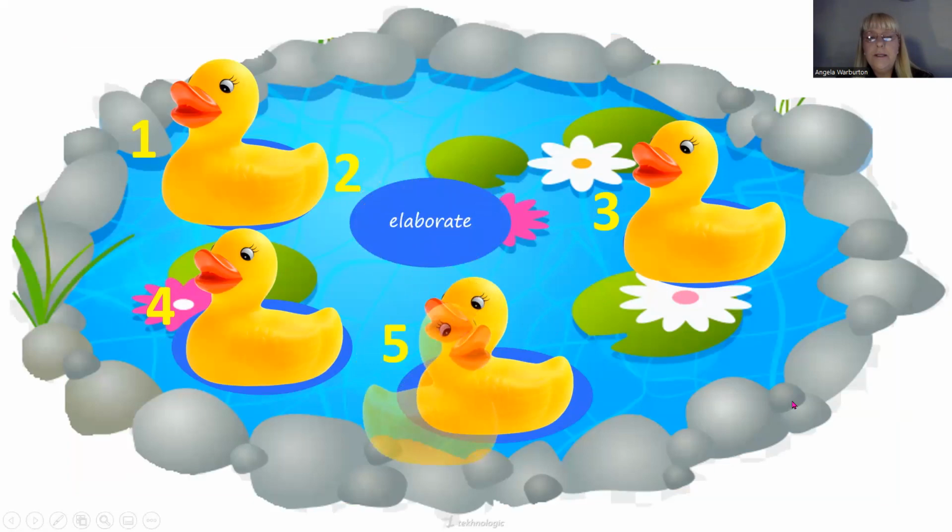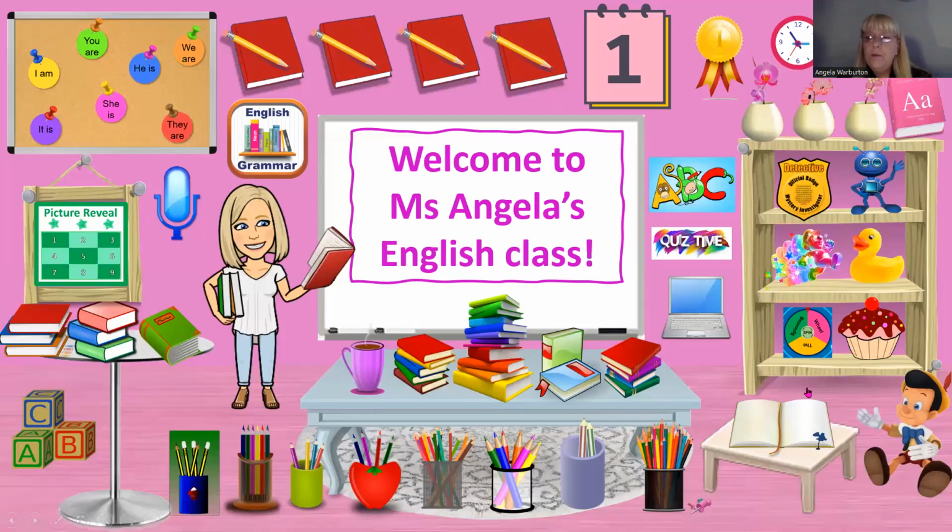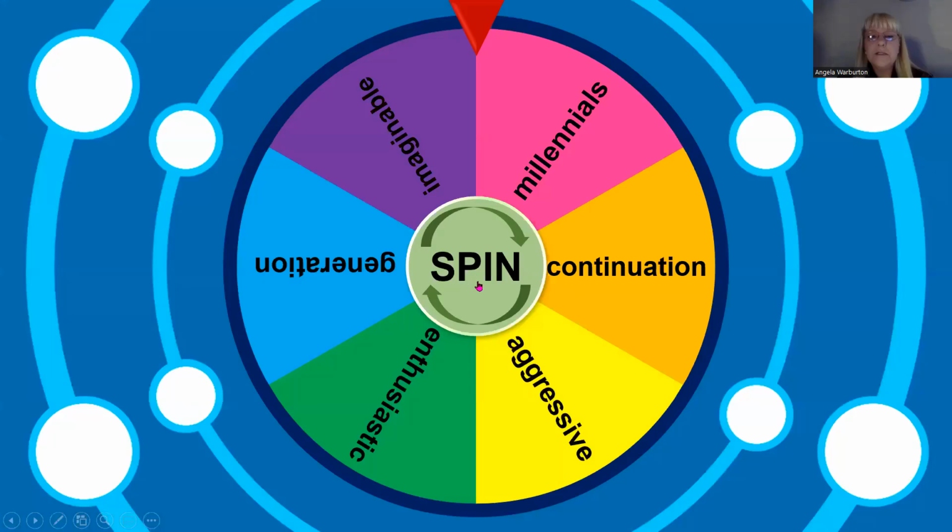Once they'd chosen, there's a spelling word. They needed to use it in a sentence, the word elaborate in a sentence, or alternatively, they needed to explain it to me. So this game had two different ways of doing it.